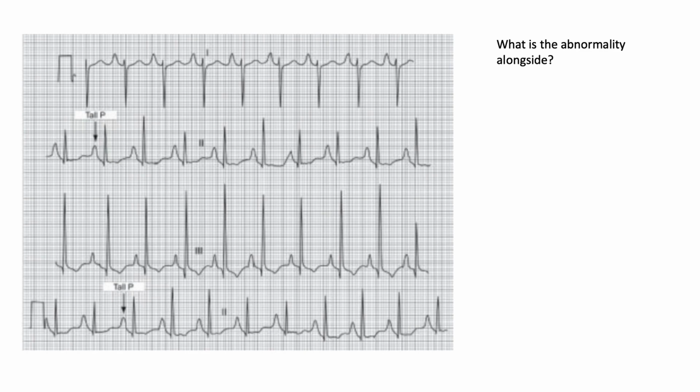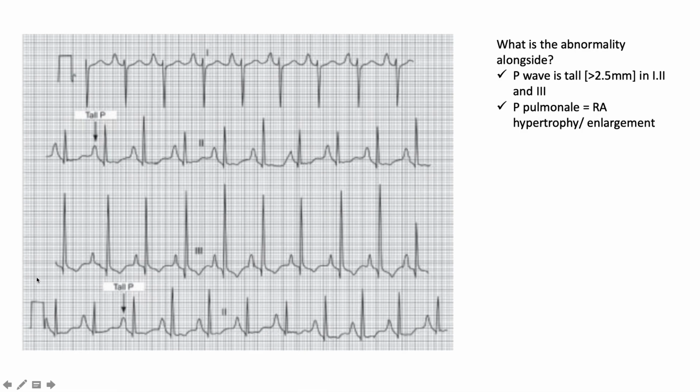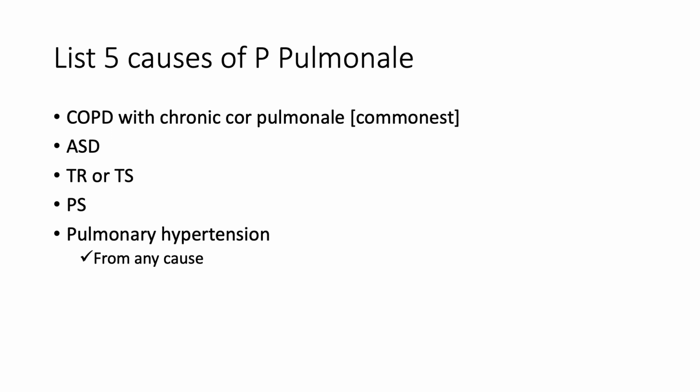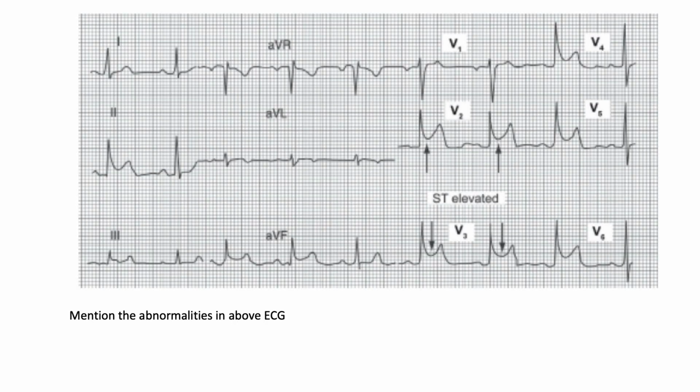What is the abnormality here? Here we see the P wave is nice and tall in leads 1, 2, and 3. This is P pulmonale, which speaks to right atrial hypertrophy or enlargement, and common causes of P pulmonale: chronic obstructive pulmonary disease with chronic cor pulmonale, which is by and large the commonest cause. Other somewhat less common causes: atrial septal defect, tricuspid regurgitation or stenosis, pulmonic stenosis, pulmonary hypertension from any cause. And we know, according to the WHO classification, that can be pulmonary arterial hypertension, venous hypertension, can be on the back of hypoxemia, thromboembolic disease, or there's a miscellaneous group.